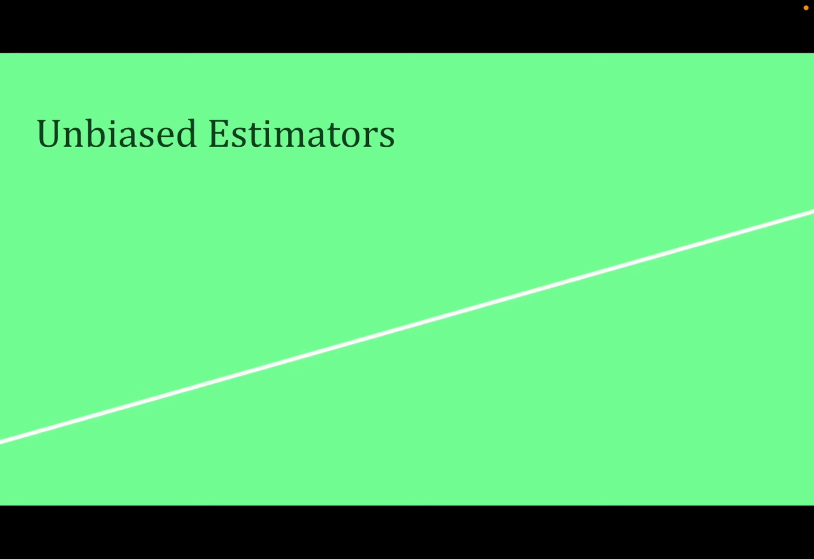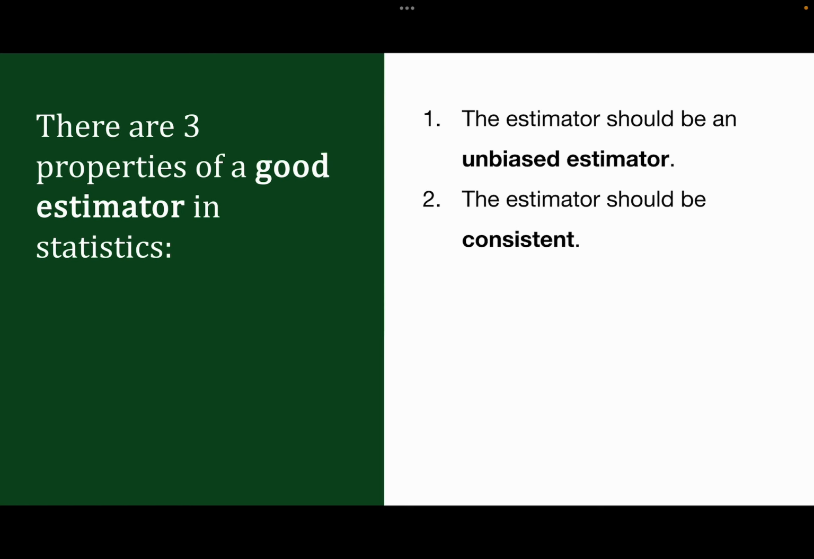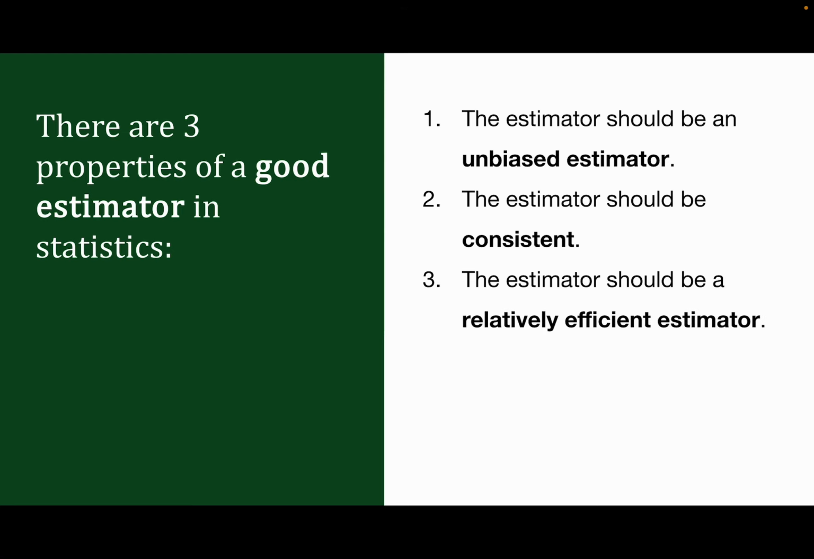In our last video, we introduced point estimates, which are single values that we use to estimate a population value that we don't know. In this video, we're going to talk about the three properties of a good estimator. First, the estimator should be an unbiased estimator. Next, the estimator should be consistent. And lastly, the estimator should be relatively efficient. Those three terms in bold all have very specific statistical meanings, so let's look at what each of those means in a little bit more detail.